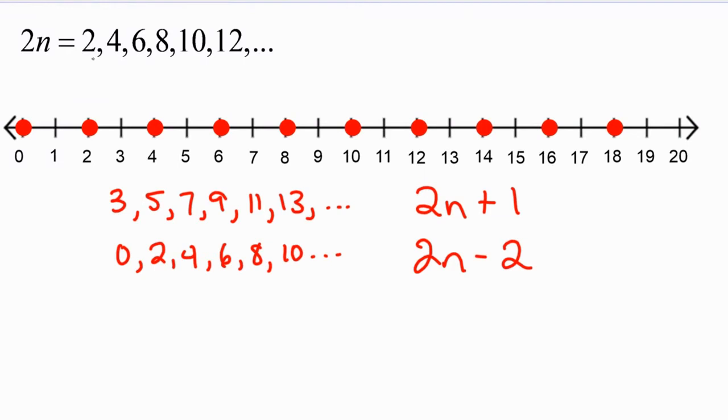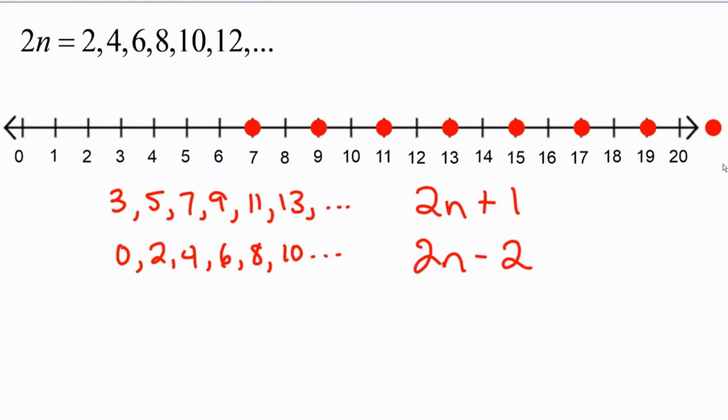0 is 2 less than 2, 2 is 2 less than 4, 4 is 2 less than 6, and so on and so forth. So again, I can take this same sequence, and no matter where I drop it, it's always going to be a 2n sequence because they're always going to be counting by twos. Every number is going to be 2 numbers apart, no matter where I move it on the number line.